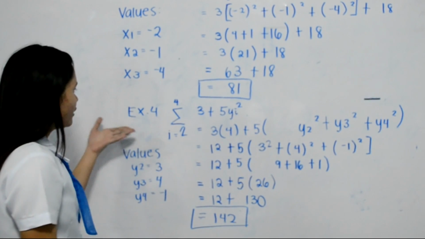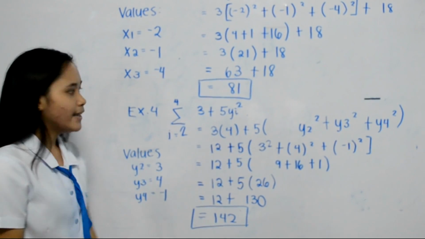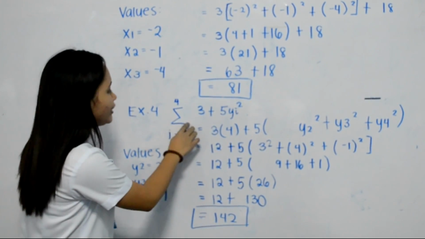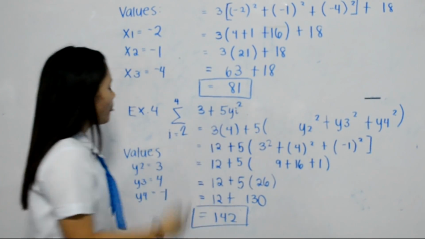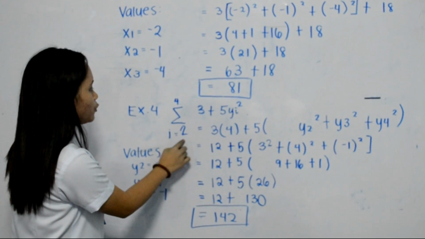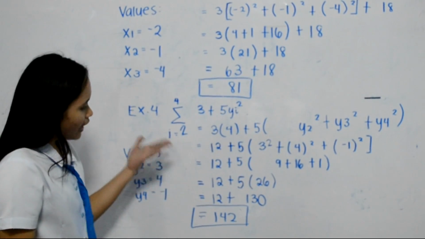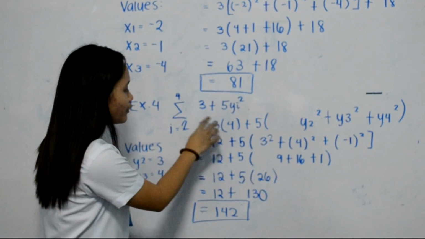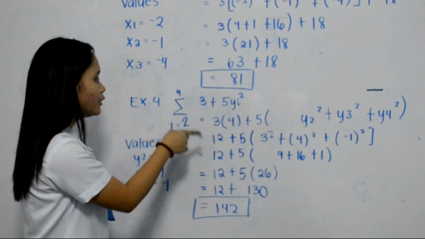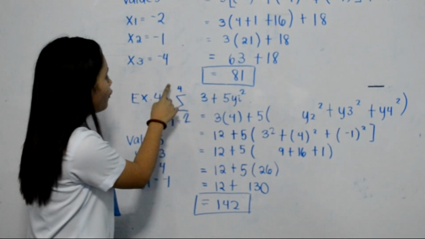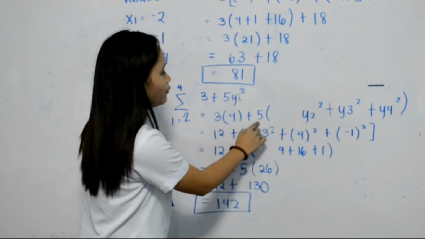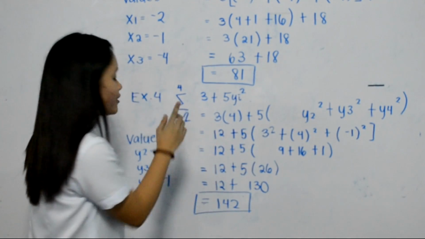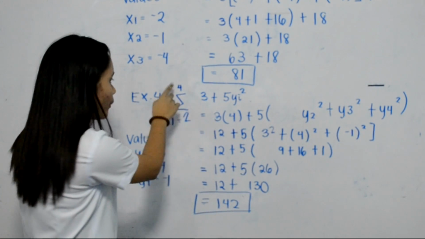Next, let's proceed to example number 4. Let's say that the example is the summation of 3 plus 5 y sub i squared, as i goes from 2 to 4. Again, we need to extract the 3 first, which is the constant, and it can be multiplied by the upper limit. So 4 times 3 is 12. Next, extract the constant, 5. So the starting point is 2 and the end point is 4.